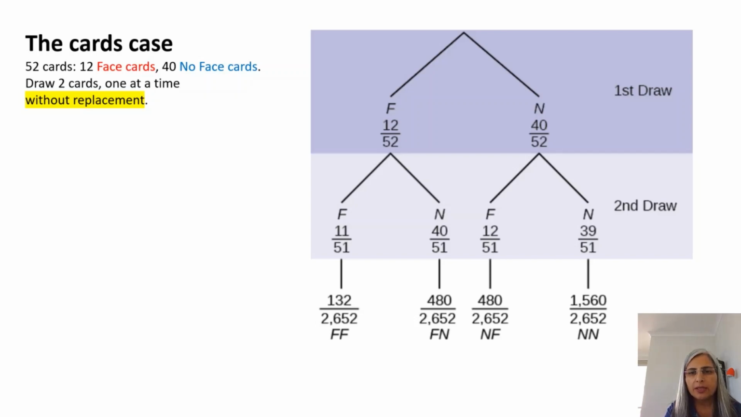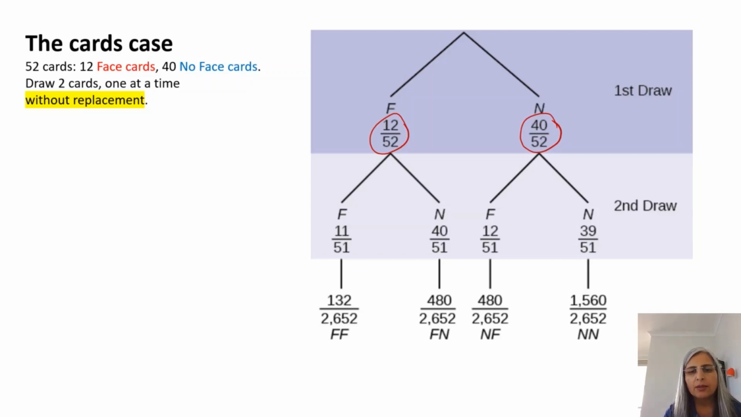The tree diagram, as before, shows you the first and the second draw. The first draw would be to pick either a face card or a non-face card. Since there are 12 face cards, the first draw has a probability of 12 out of 52 for being a face card. And if the choice turns out to be a non-face card, then there are 40 non-face cards, so the probability would be 40 out of 52.